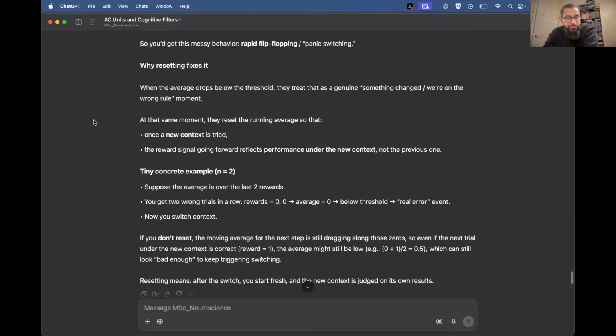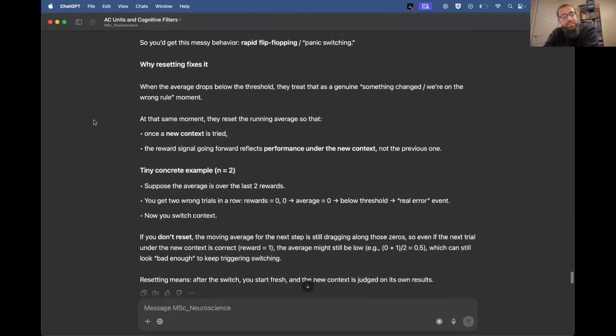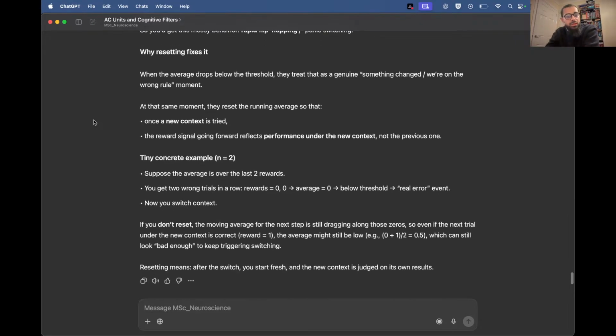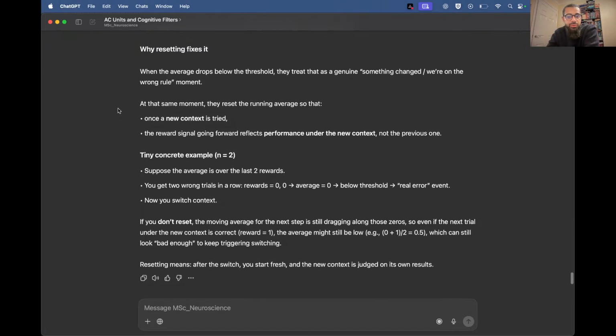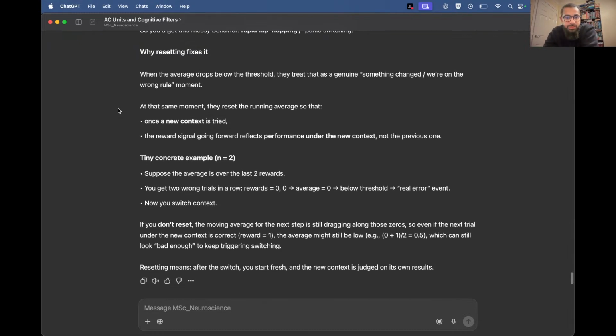While resetting fixes it: when the average drops below the threshold, they treat that as a genuine change. At the same time, they reset the running averages so that once a new context is tried, the reward signal going forward reflects performance under the new context, not the previous one.